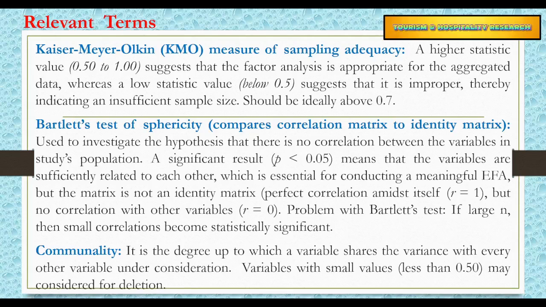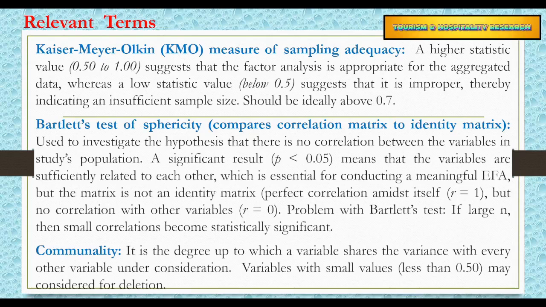That is why a significant result, that is p-value less than 0.05, means that the variables are sufficiently related to each other, which is essential for conducting a meaningful EFA. But the matrix should not be an identity matrix. Perfect correlation with itself, that is correlation coefficient R equal to 1, but no correlation with other variables, R equal to 0, depicts an identity matrix. So it should not be an identity matrix.